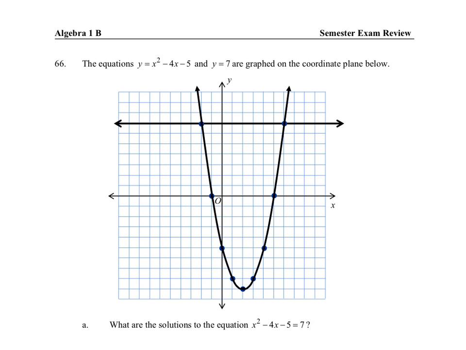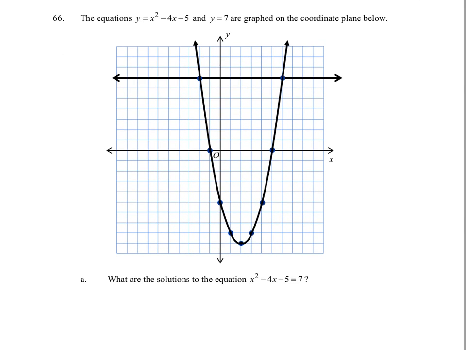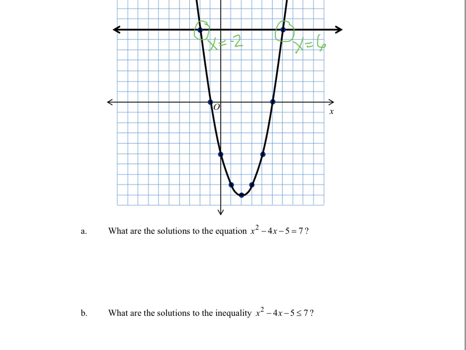Question 66 says the equations y equals x squared minus 4x minus 5 and y equals 7 are graphed on the coordinate plane below. So this is our graph of y equals x squared minus 4x minus 5, and this is our graph of y equals 7. What are the solutions to the equation x squared minus 4x minus 5 equals 7? So the question is, when does this graph have y values equal to 7? That is basically the intersections of our graph at x equals -2 and x equals 6. So those are our solutions.